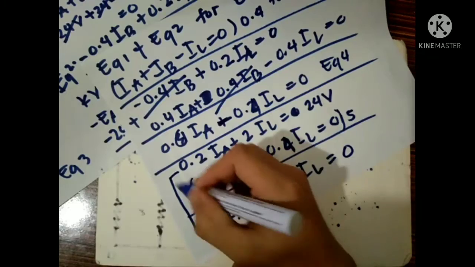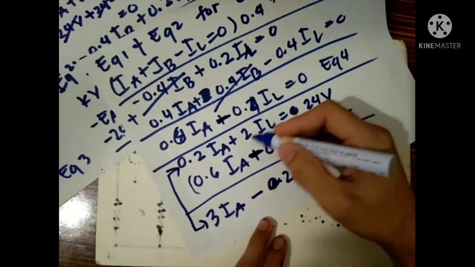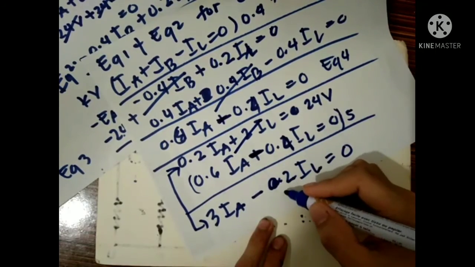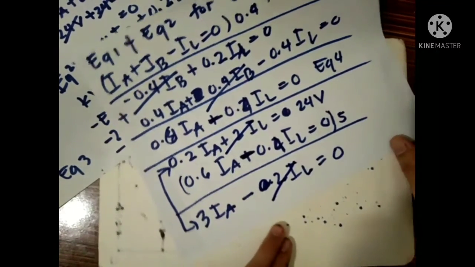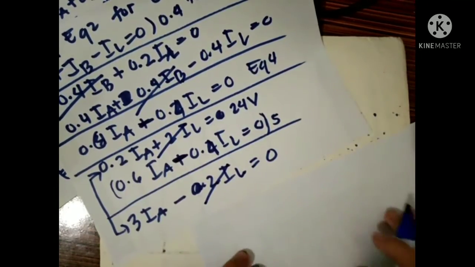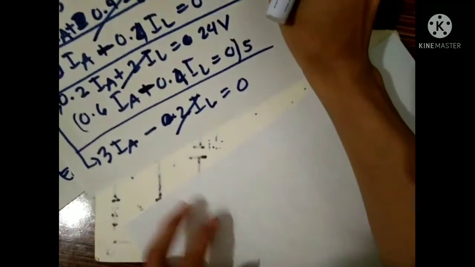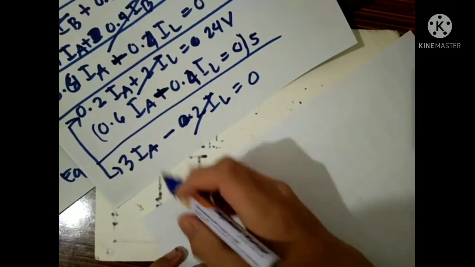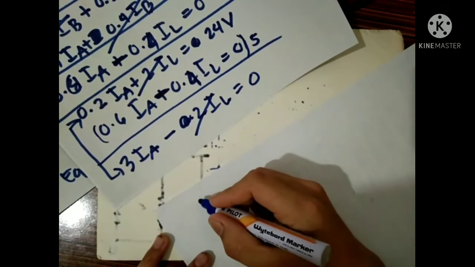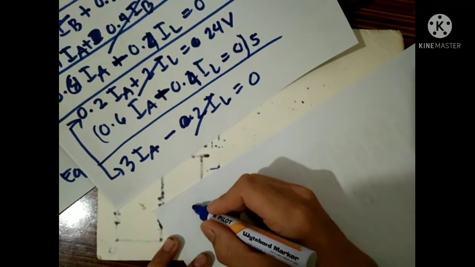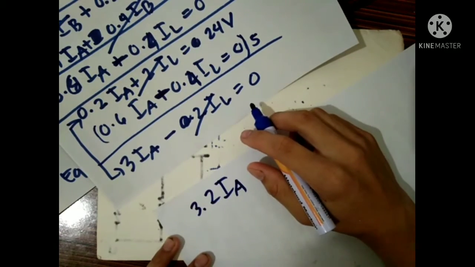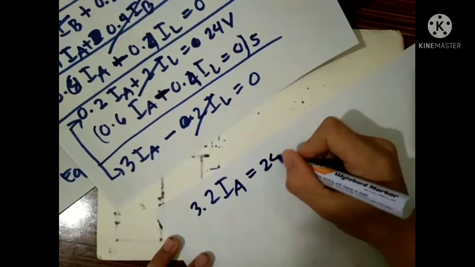So we can cancel out these two equations since we have the same value for IL, with opposite signs. So next we can add these two equations. Same value for IA, we can add 0.2 IA with the 3 IA, so we can have 3.2 IA is equal to 24 volts.